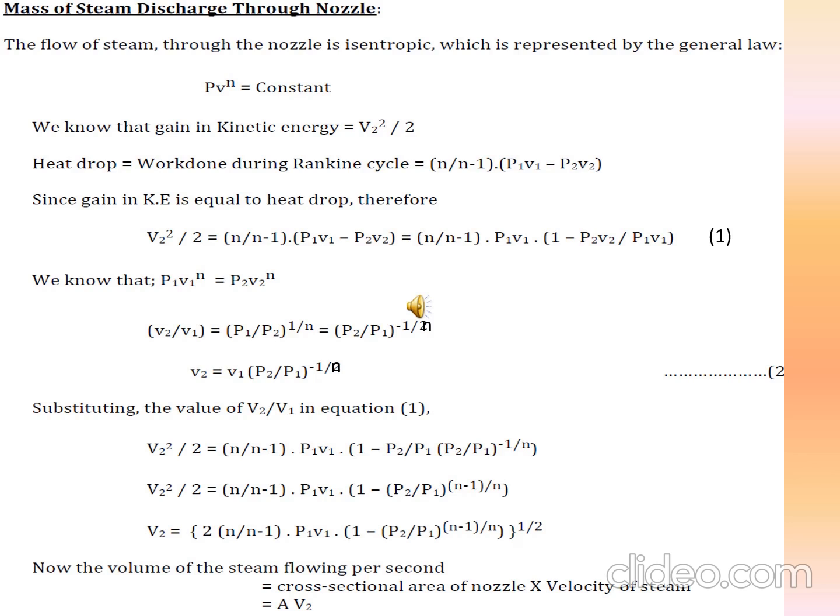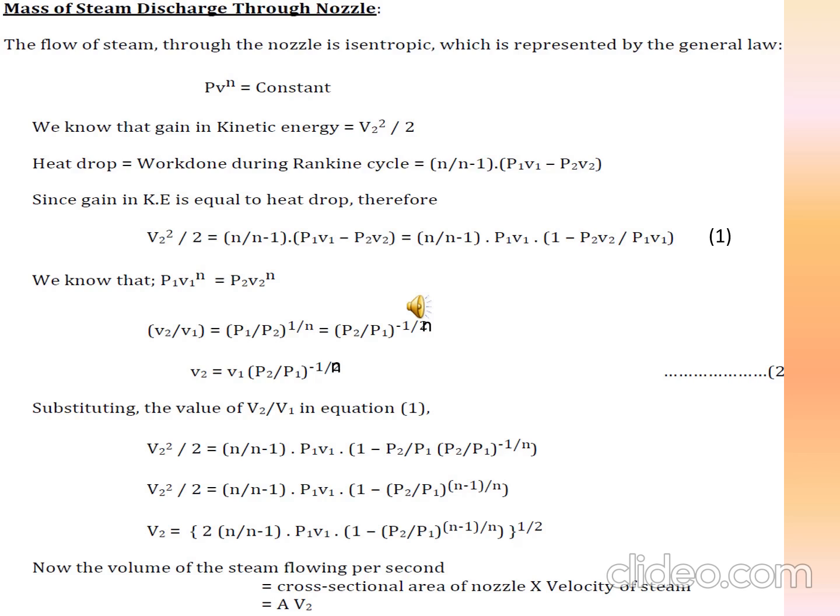Okay. Then we know that P1 V1 to the power n equals P2 V2 to the power n equals P3 V3 to the power n, like this. So if we simplify that, V2 by V1 equals P1 by P2 to the power 1 by n, or else we can say that V2 by V1 equals P2 by P1 to the power minus 1 by n. Okay. So if we find V2, then V2 equals V1 into P2 by P1 to the power minus 1 by n.